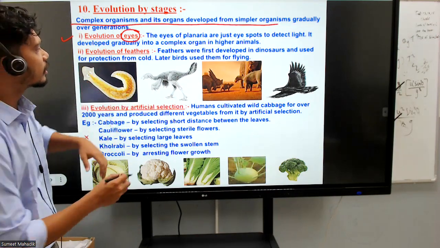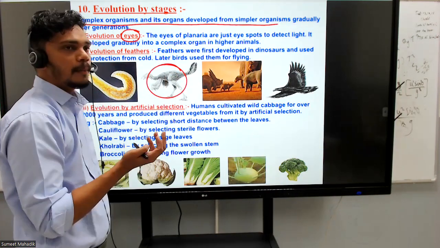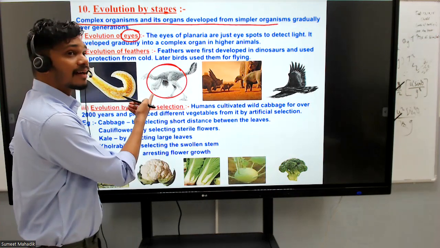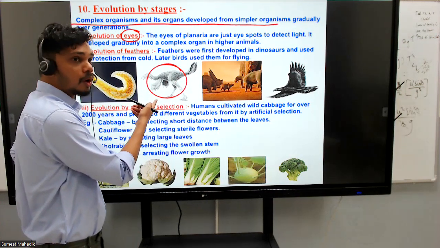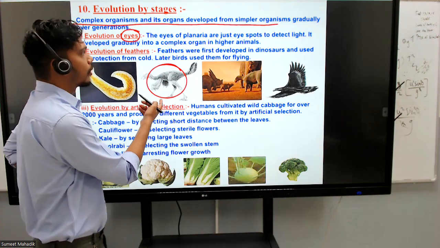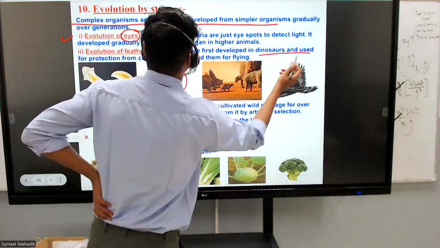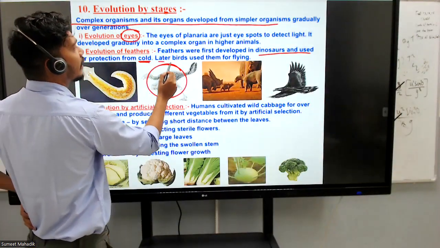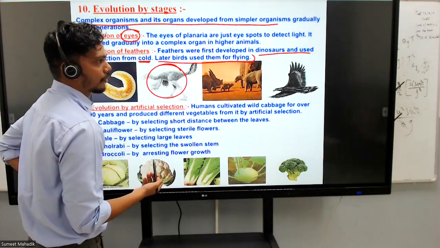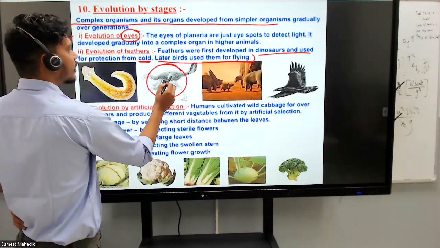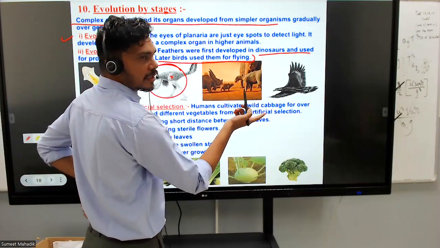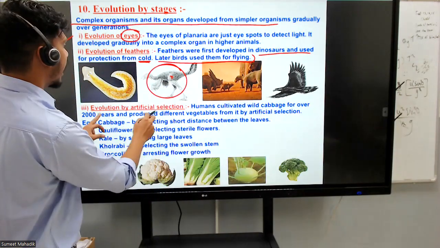Evolution of feathers. Feathers originally developed in dinosaurs for cold purposes, to prevent them from the cold. So they first developed in the dinosaurs and were used for protection from the cold. Later birds used them for flying. Okay. So can I say that this is a connecting link to the birds? We can say that.